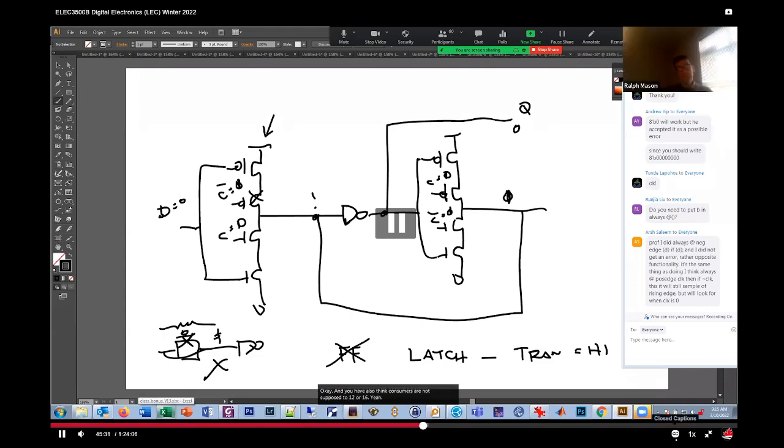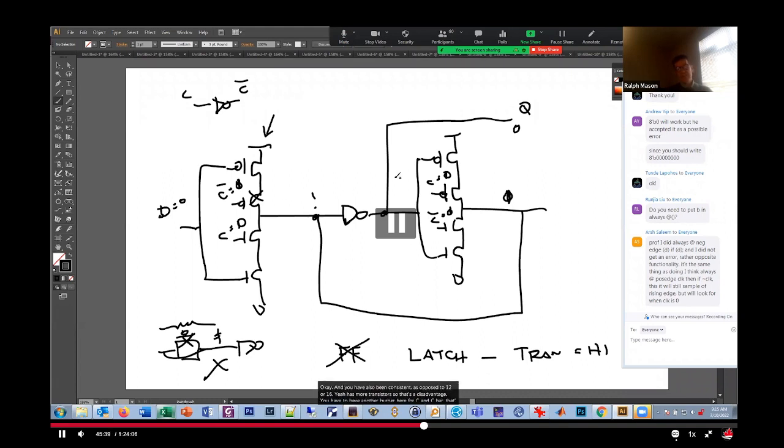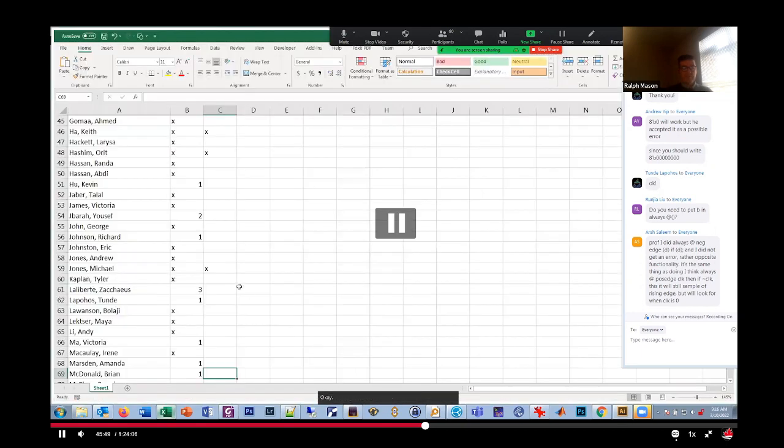Okay. And you have also 10 transistors as opposed to 12 or 16. Yeah, it has more transistors, so that's a disadvantage. You have to have another inverter here for C and C bar. That's a disadvantage, but not a big one, because it turns out the layout of this is very efficient, so they're similar size. Okay. Wow, you got 3 points there, Brian.